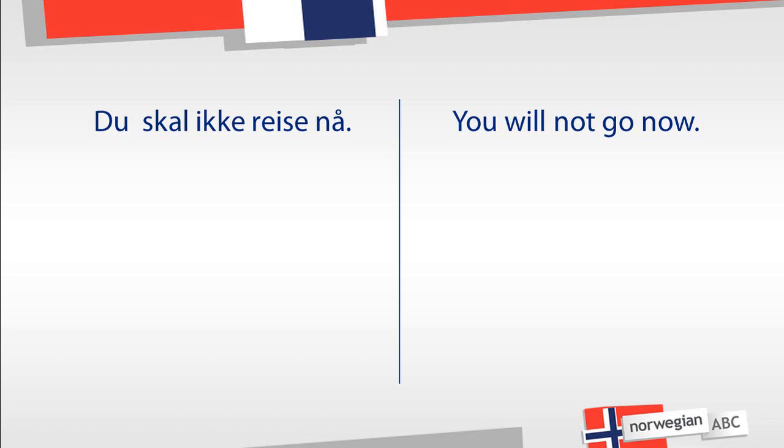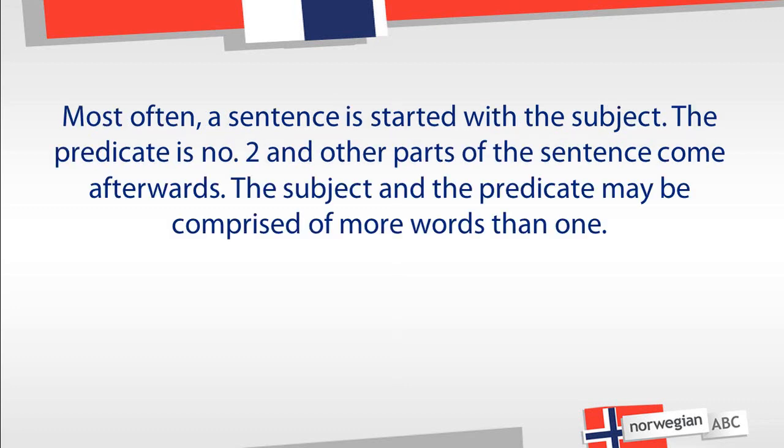Let's sum up what we've learned about word order in an independent positive and negative sentence. Most often, a sentence is started with the subject. The predicate is number 2, and other parts of the sentence come afterwards. The subject and the predicate may be comprised of more words than one.